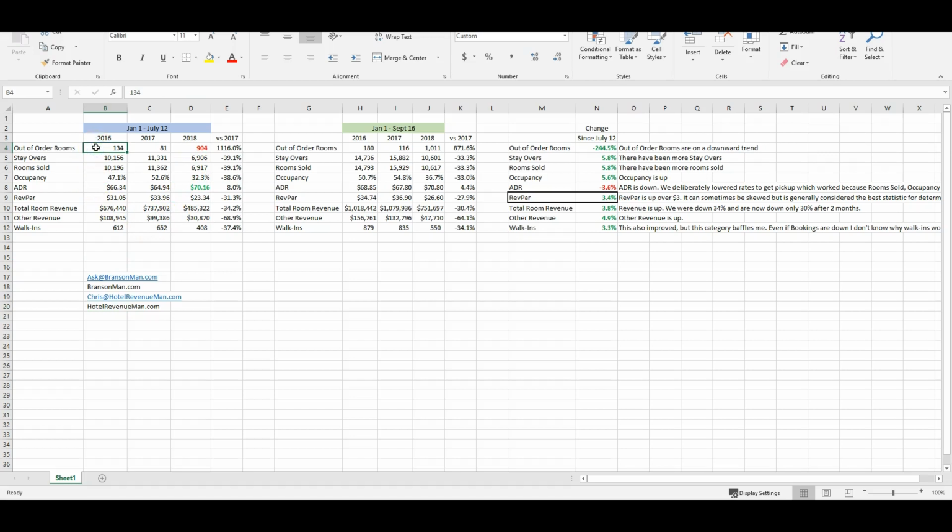So in 2016 there was 134 out of order rooms. This is between January 1st and July 12th. Why is that important? Because that is before I started helping them. So when the owner called and asked me, can you help? A couple months later, he got in touch with me and said, is revenue up?